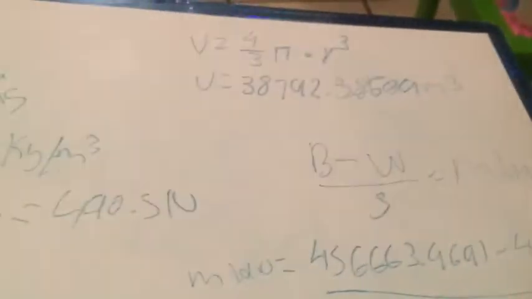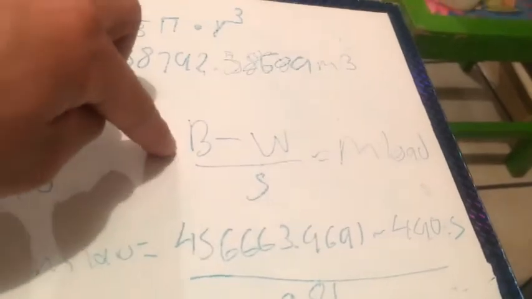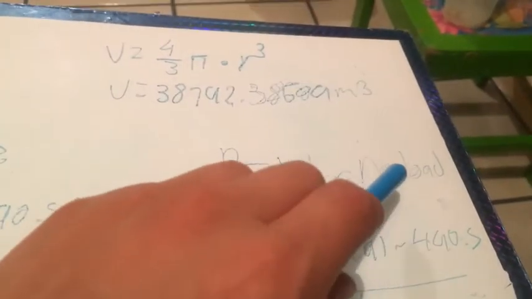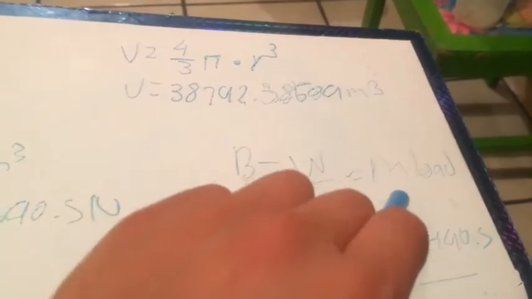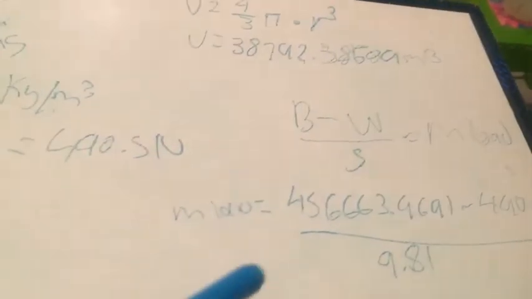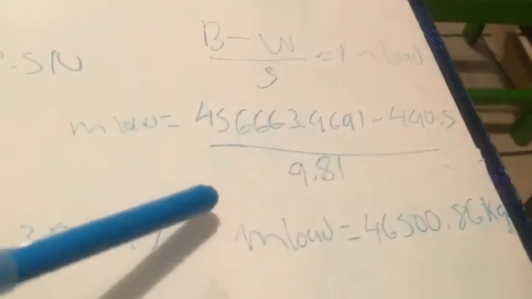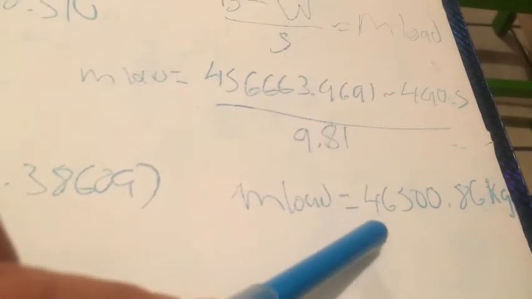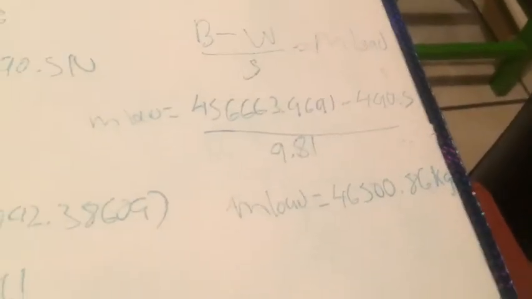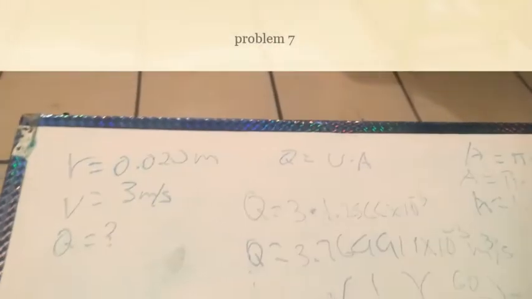And with the buoyant force, we can use the formula that we used in the previous exercise. Buoyant force minus weight over gravity, that's going to be equal to the mass that we're looking for. So we substitute, and the result is going to be 46,500.86 kilograms.